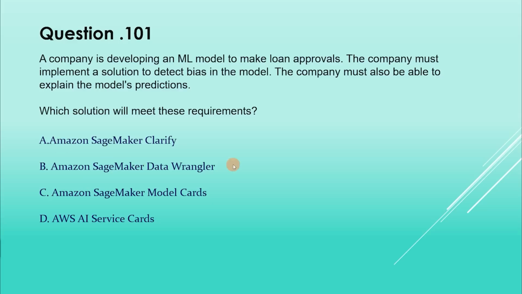And the correct answer here will be option A, Amazon SageMaker Clarify, because it provides both bias detection and model explainability features, making it the most suitable choice for detecting bias in a loan approval model and explaining its predictions. So Amazon SageMaker Clarify is the correct option here.